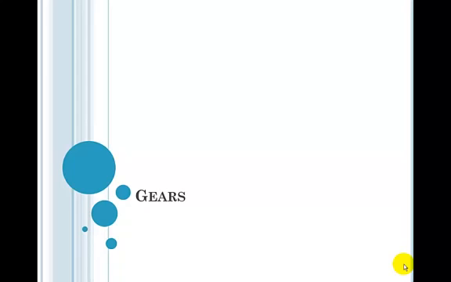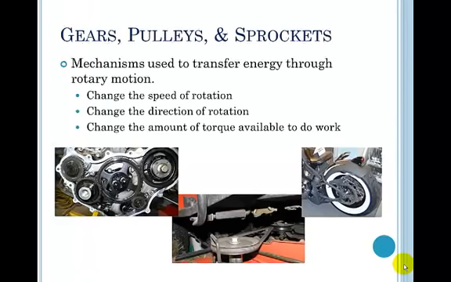Alright, so let's talk about gears. Gears, pulleys, and sprockets are all mechanisms used to transfer energy by rotational motion or rotary motion. We can use these kinds of systems to change the speed of rotation, the direction of rotation, and to change the amount of torque available to do work.